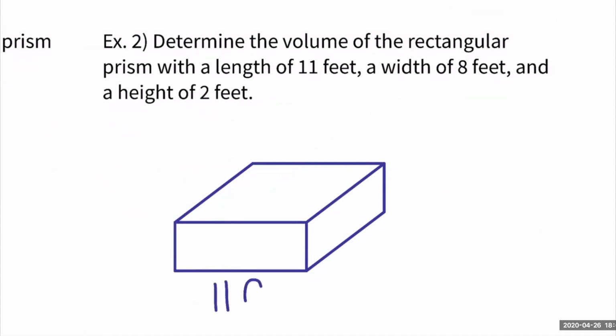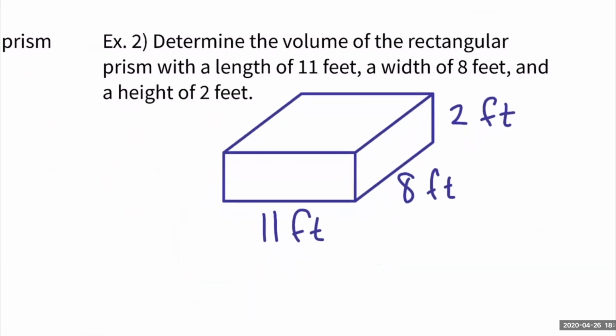So we've got a length of 11 feet, width of 8 feet, height of 2 feet. All right, and let's remember that our volume formula requires the area of the base times the height of the prism.